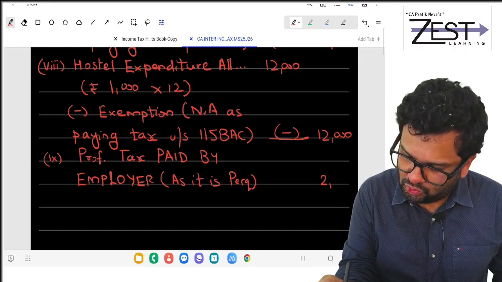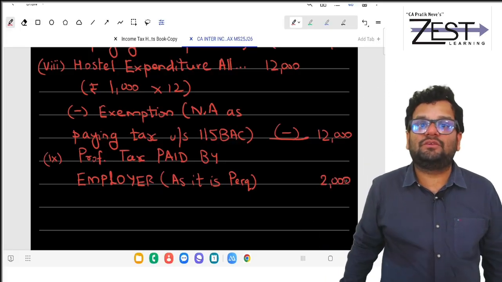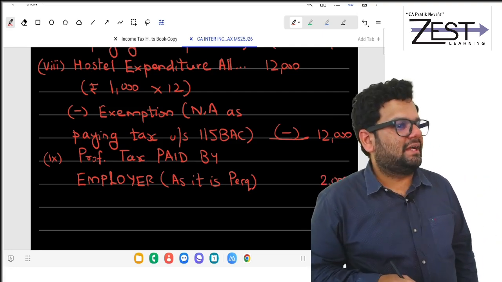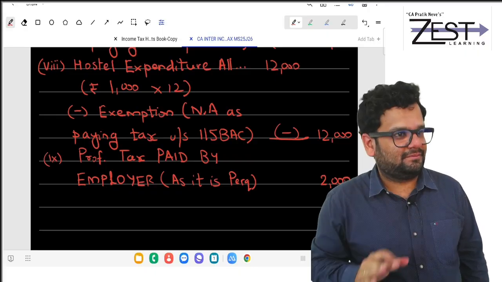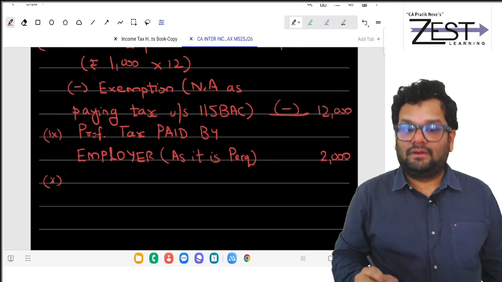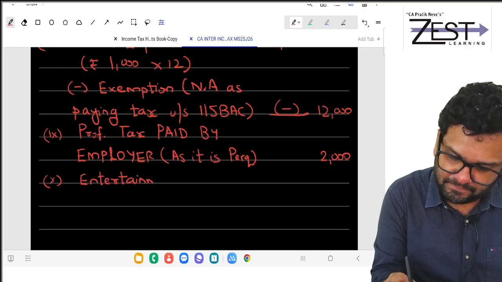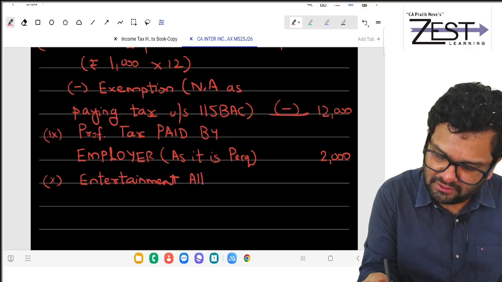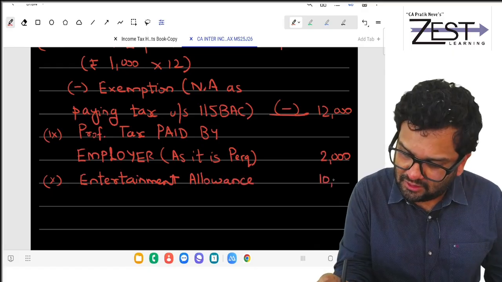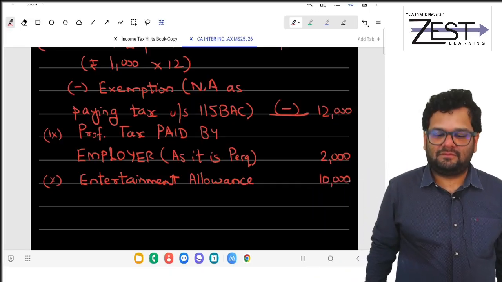Is it 2,000? The amount which is paid by the employer. It is for whose benefit? Employee. Benefit in the sense of obligation. That's why it becomes the value of perquisite. Next. Entertainment allowance. How much is the entertainment allowance? I told you, for everyone, it will first form part of gross total salary. Isn't it 10,000? Yes. Anything else?